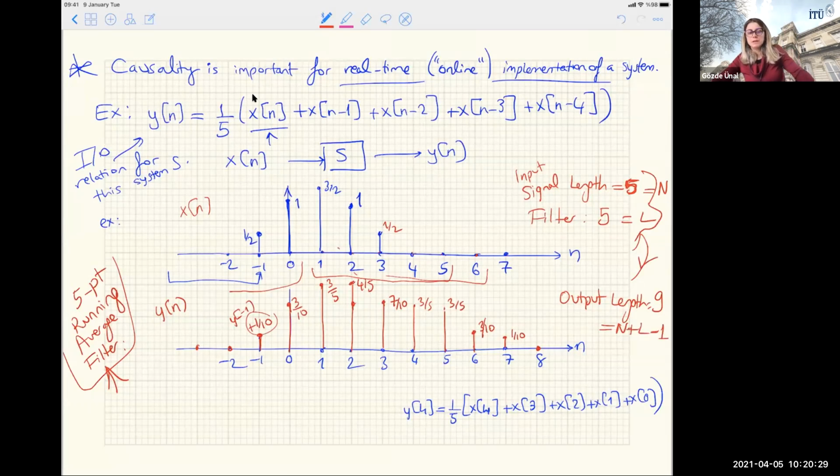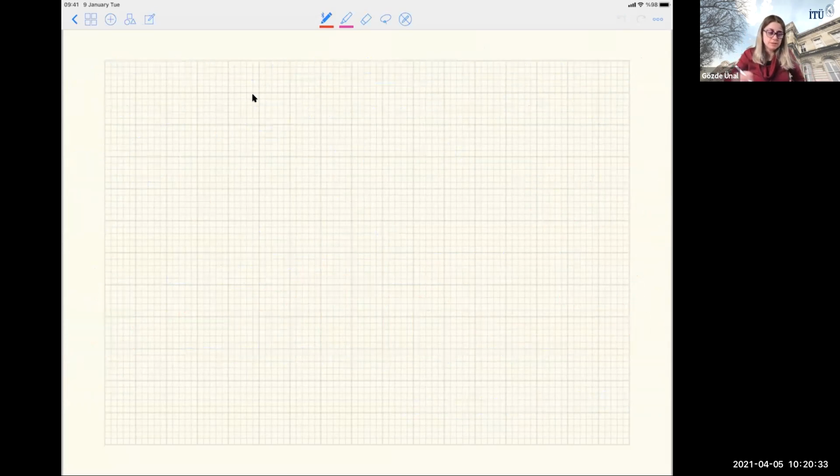Okay. So now let's define a general running average filter. In general, any questions, please always ask, by the way.